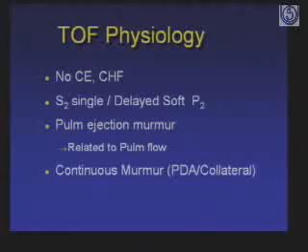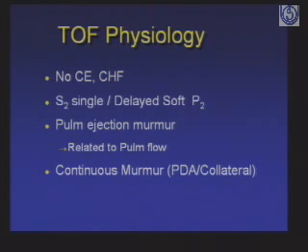On examination, usually there is no cardiomegaly or CHF. The second heart sound is single. P2 is soft and delayed. Here P2 is soft because with pulmonary stenosis, the flow from the right ventricular outflow is predominantly directed through the VSD towards the left side. So pulmonary blood flow is reduced, leading to softening of the second heart sound.